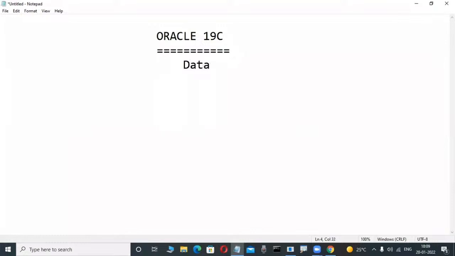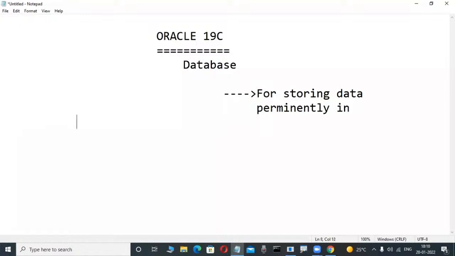Okay, fine. Database. Don't write anything, just observe here. But what is the purpose of these database products, everyone knows. Whenever we install these database products in our system or on the company side, what is the main purpose? For storing data permanently in secondary storage devices. Secondary storage devices means maybe hard disk.